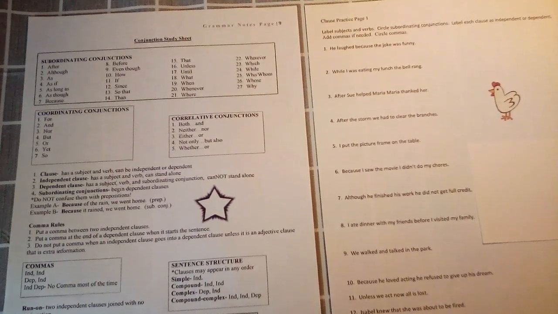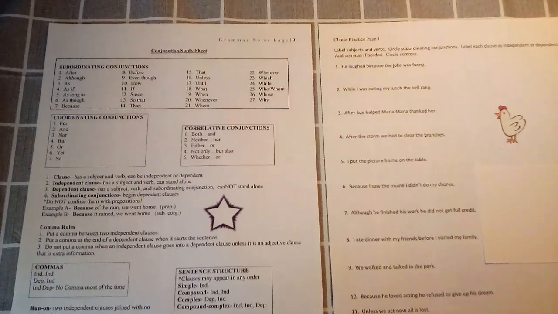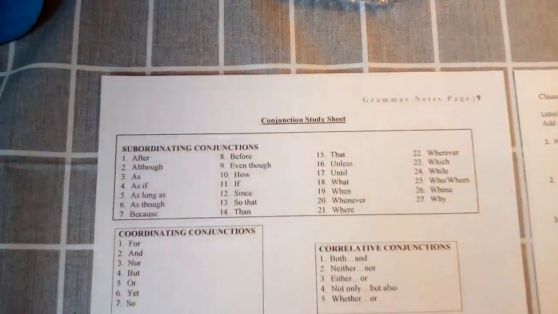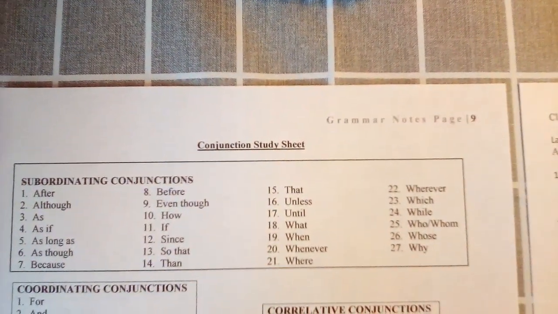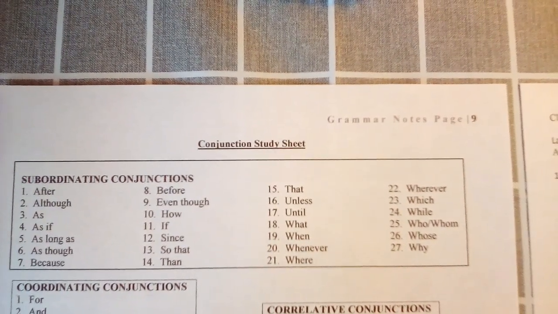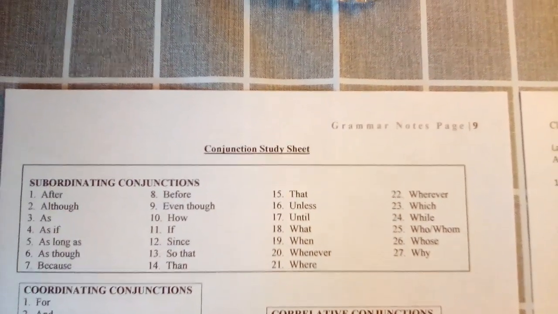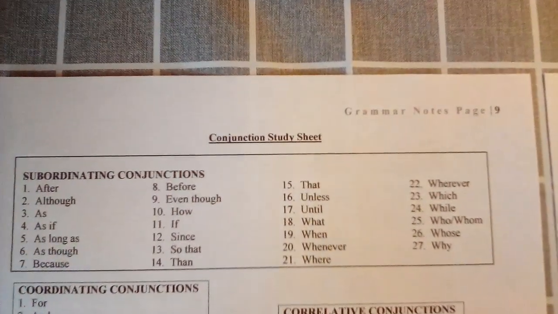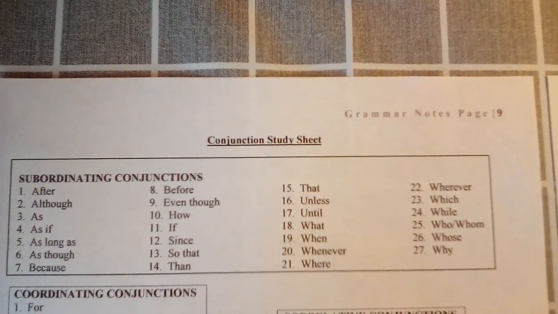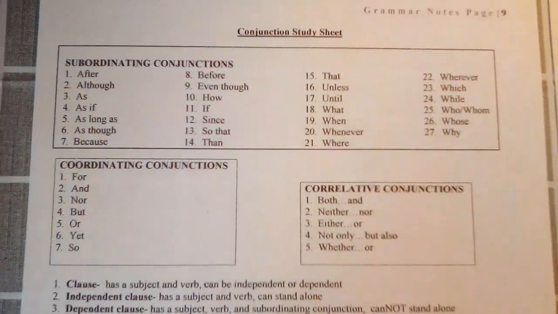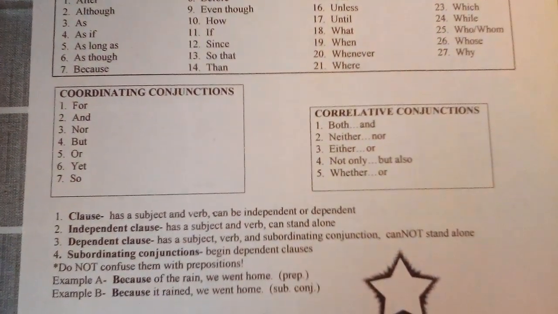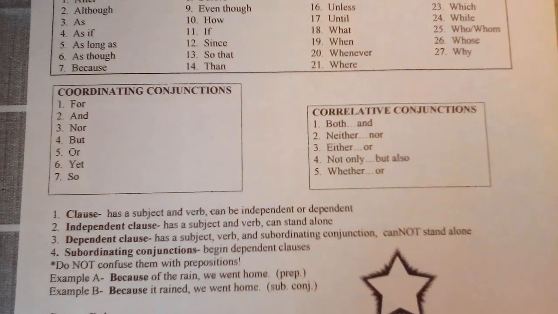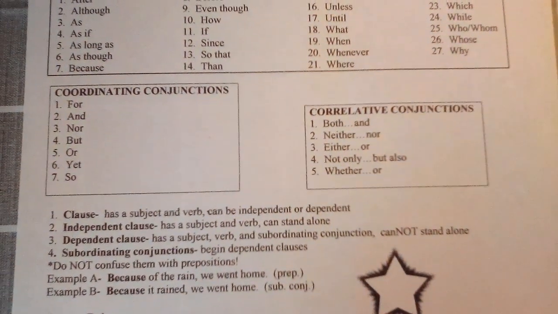So page 9 of your study sheets is going to be very helpful, and we are going to start focusing on the subordinating conjunctions. Those are the ones at the top of the sheet. So you need to get very familiar with those. We will later talk about the other ones, but right now we're just going to focus on the subordinating conjunctions.